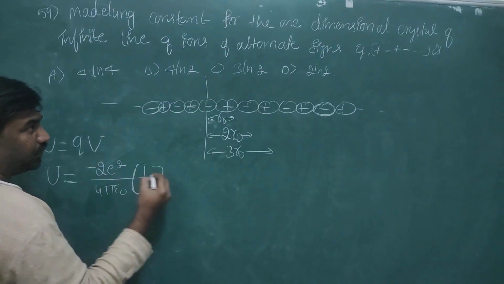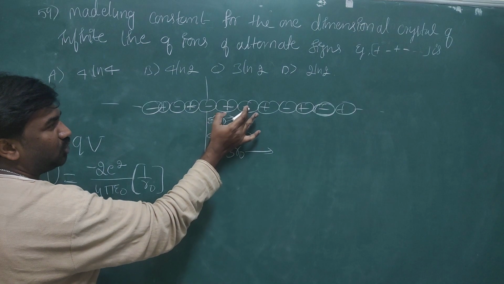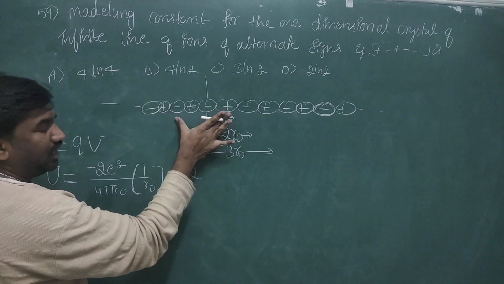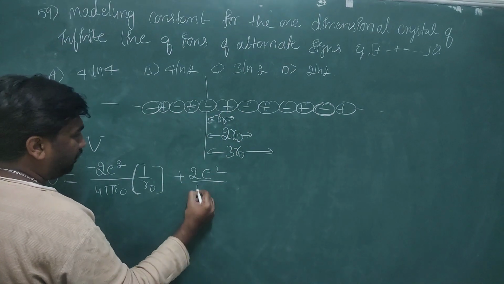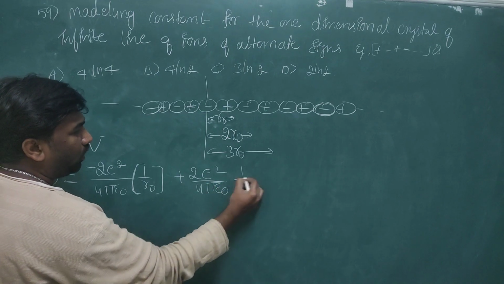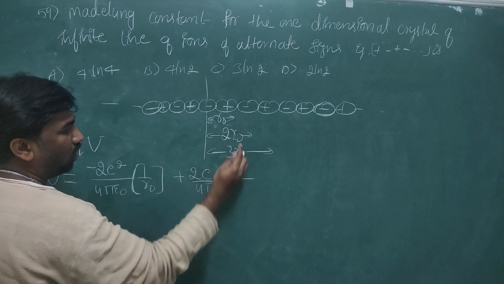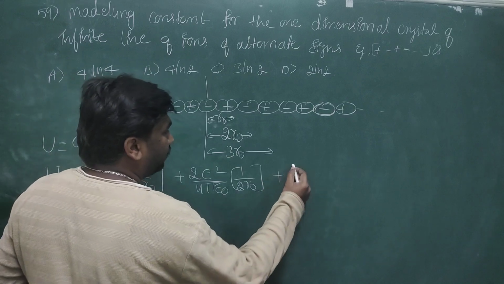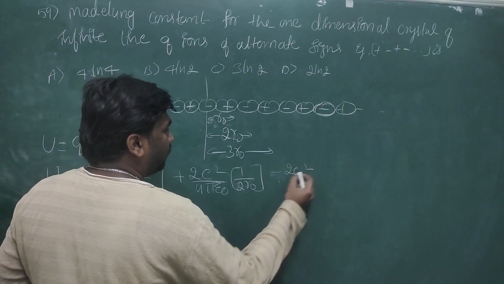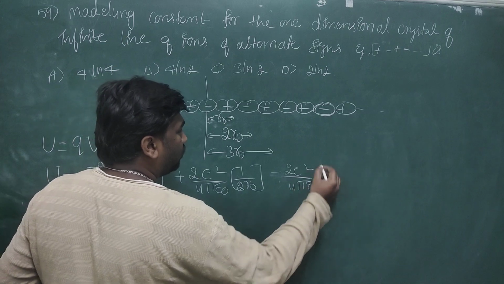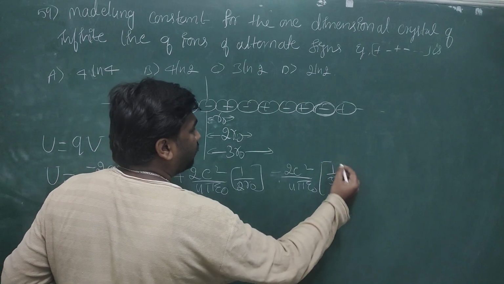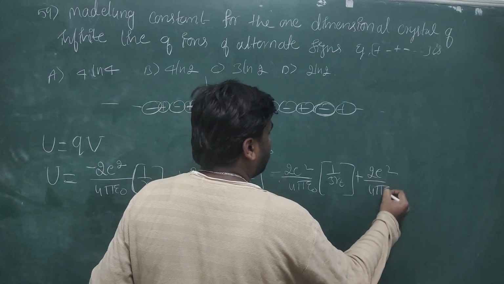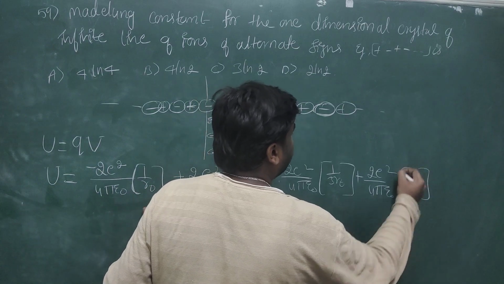Next, for these 2 charges, minus into minus is plus, so plus 2. Why 2? Because one more charge is here. So 2 e square divided by 4 pi epsilon naught into 1 by the distance between these two charges, 2 r naught. And for the third one, minus 2 e square divided by 4 pi epsilon naught into 1 by 3 r naught. Next, plus 2 e square divided by 4 pi epsilon naught into 1 by 4 r naught.